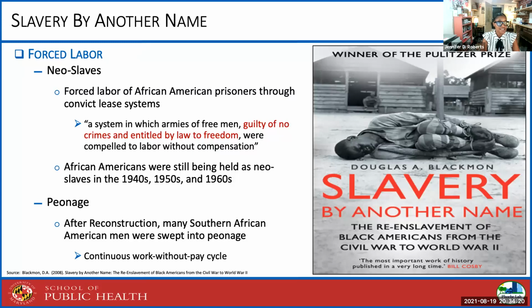And so you had this system where you had these crimes, which may not have even been crimes, but you were able to get this kind of free labor as a result of this convict leasing. And then there was peonage, or debt servitude, which was the system in which employers compelled the workers to pay off debt with work. And ultimately this resulted in an endless cycle of work without pay.